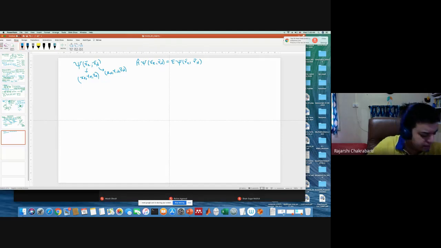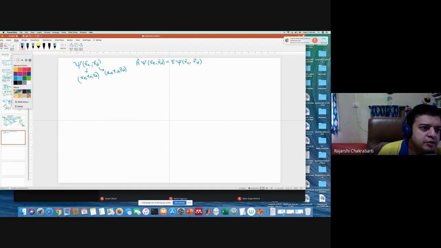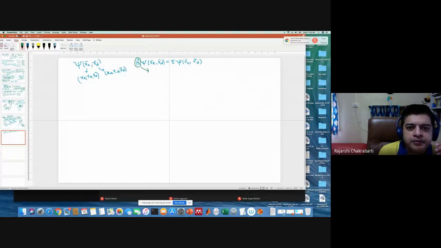This is involving partial derivatives with respect to 6 variables. This Hamiltonian shown here involves partial derivatives with respect to 6 variables.